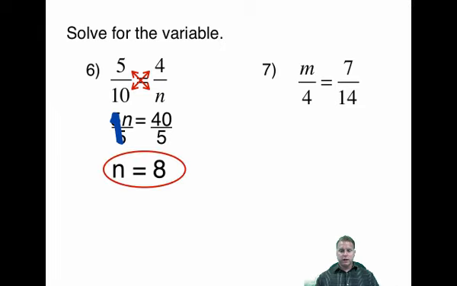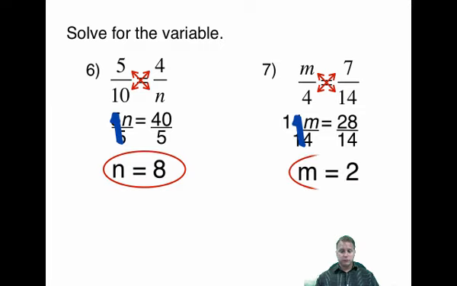So cross multiply on number 7. m times 14 is 14m. 4 times 7 is 28. Divide by the number next to the variable, and we get m is equal to 2.